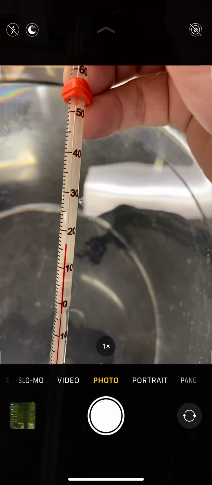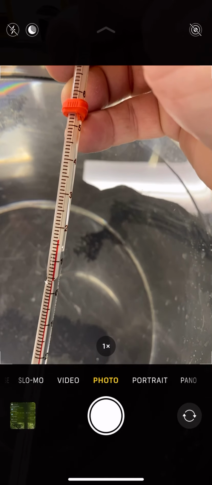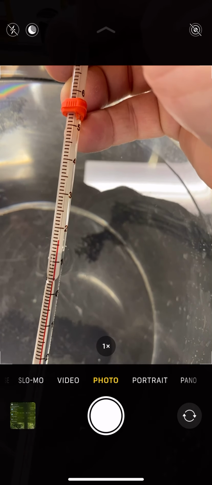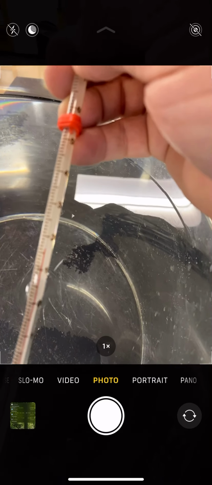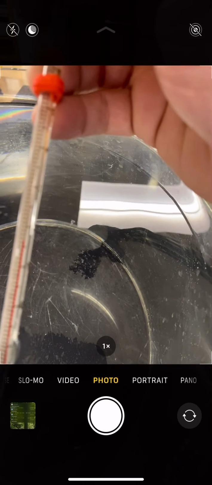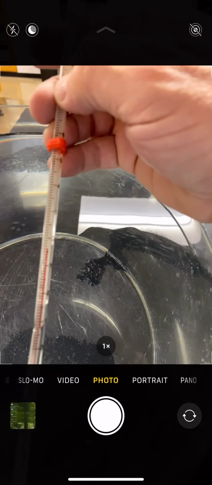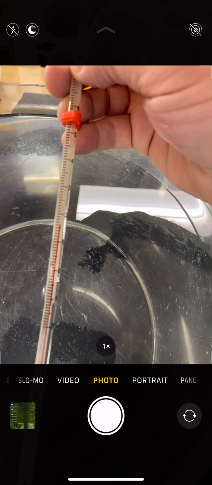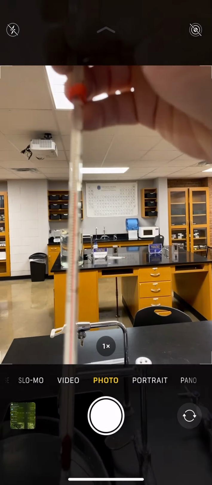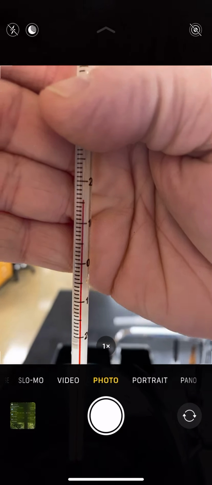Hopefully, I think that's clear. You want to record it to the tenths. All right. So I'm not going to tell you that number. I want you to determine that number. You're between 10 and 20. And if you have trouble with that, let me know. And I will help you, but hopefully you can read that number, right? I'm trying to get it to focus on this better. There we go.